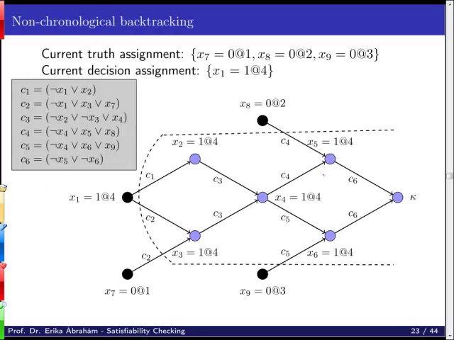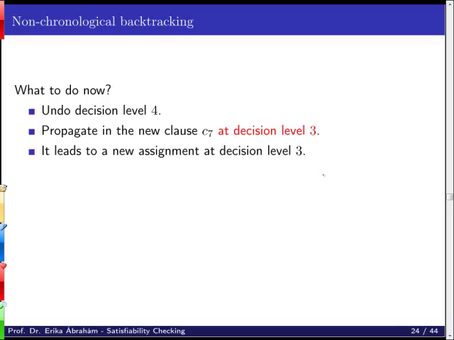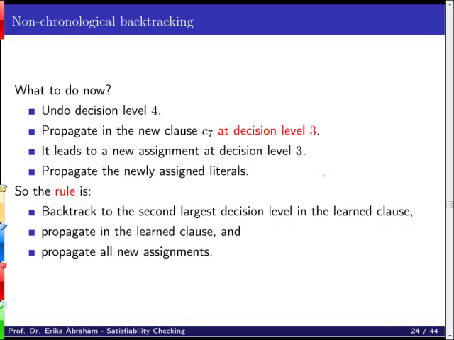Here, this example which we had, we said we will exclude these four, the combination of these four. And then if we learn this clause, then we can be sure that we will never go into the same conflict again. But in this case, we would undo only the last decision level, and we will propagate this new information at decision level 3. That would mean that we would have a new assignment, and we would propagate this new assignment again. So the general rule would be to backtrack to the second last decision, and then propagate this newly learned clause, and you get some new assignments which you again propagate and so on.